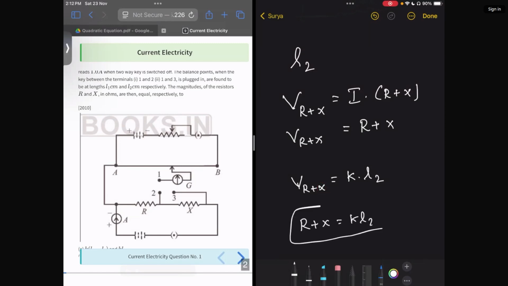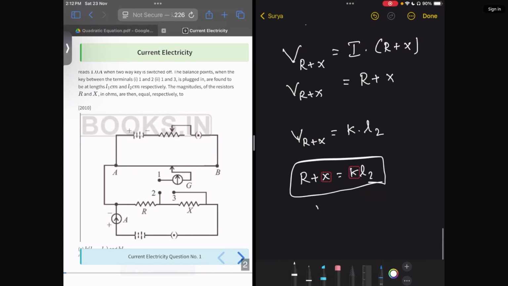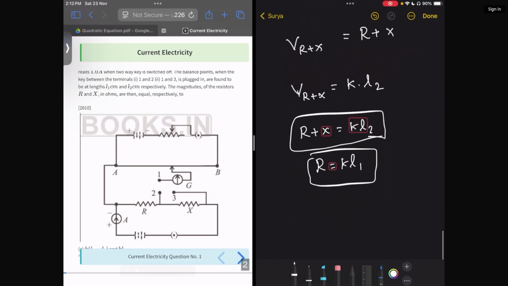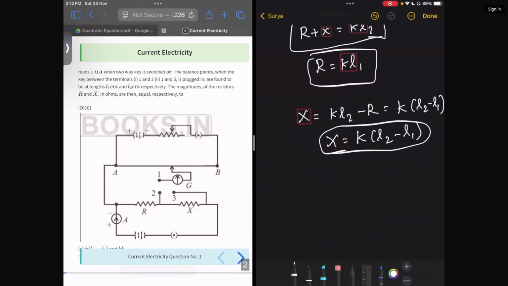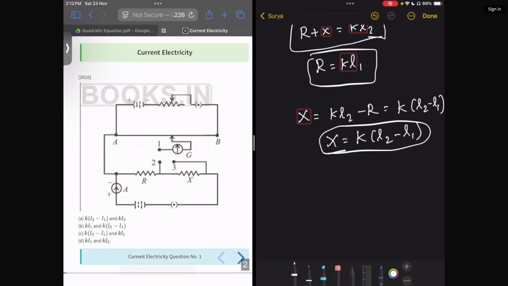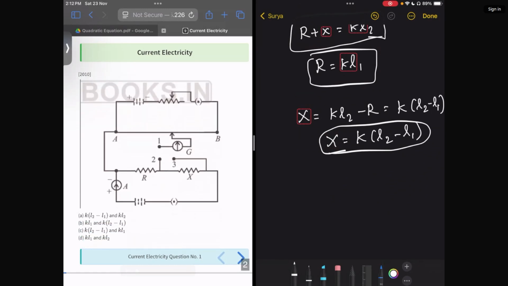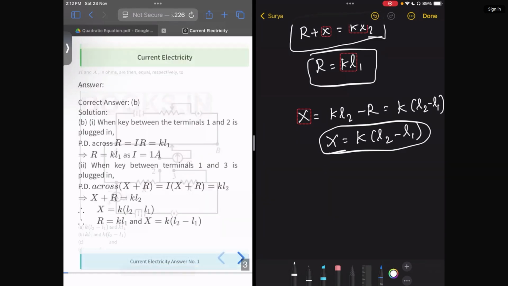Before that we got the equation R equal to K into L1. Now X is equal to K into L2 minus R, and R is nothing but K into L1. So X is equal to K into (L2 minus L1). So we got R and X in terms of K and L. They are asking for R and X, so option B is the right answer.